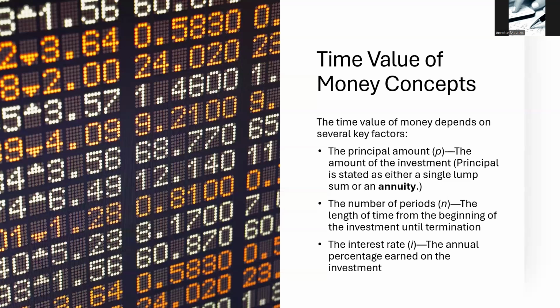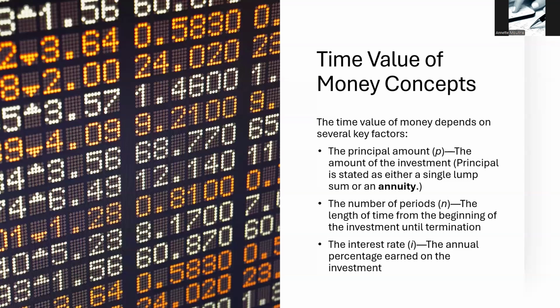We state the principal as either a single lump sum or an annuity. For example, let's say you won the lottery. You have the choice of receiving all the winnings now, which is a lump sum, or you can receive the money as a series of equal payments for a period of time in the future, which we call an annuity. So annuities are payments received in the future.